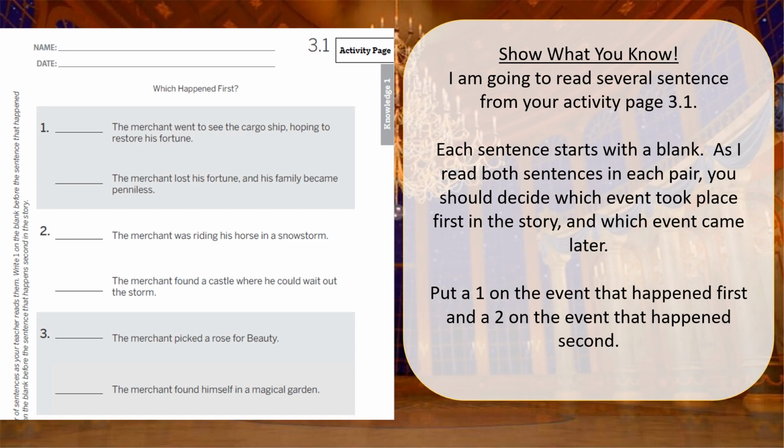Now take out activity page 3.1 in your folder. As you read each of these sentences, you are going to decide which event took place first in the story and which event came later. You are going to put a 1 on the event that happened first and put a 2 on the event that happened second.